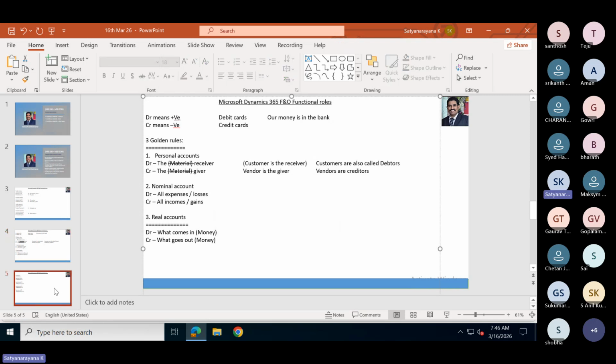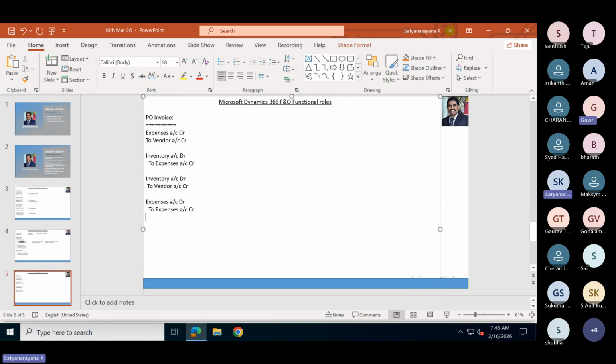Now, what is your justification? At the time of a fixed asset, it is fixed asset account debit to vendor account credit. Agree? Yeah. So let me stop here. You said that fixed asset is a real account, right? I'm not talking about fixed asset being a real account, I'm talking about that it is an asset.